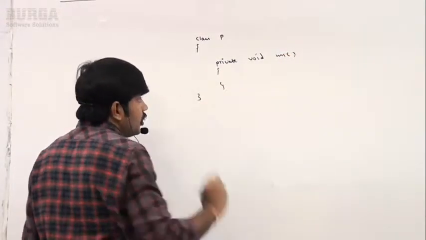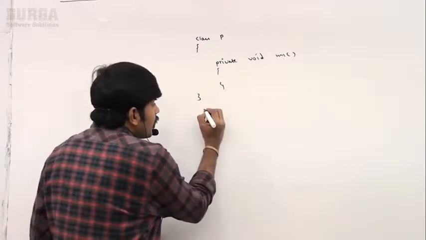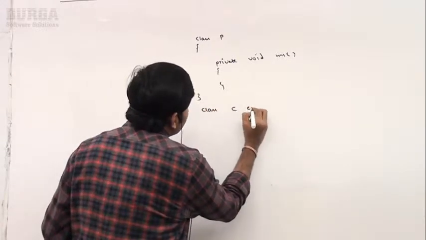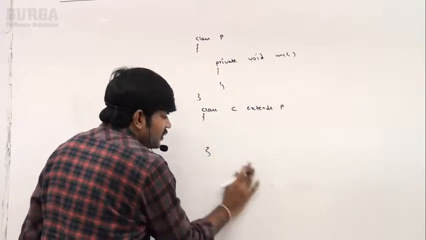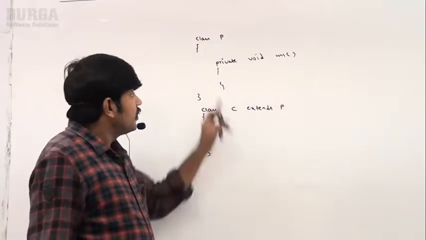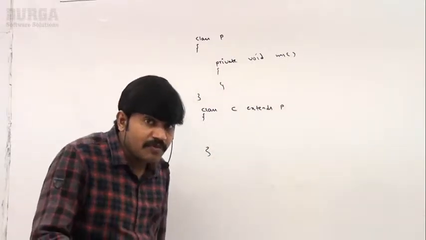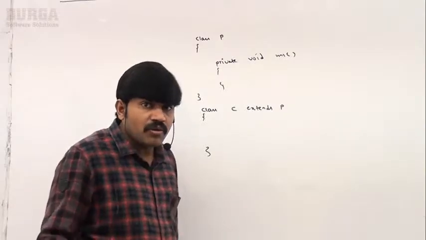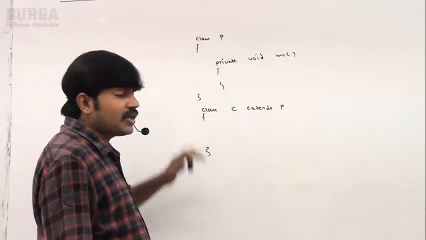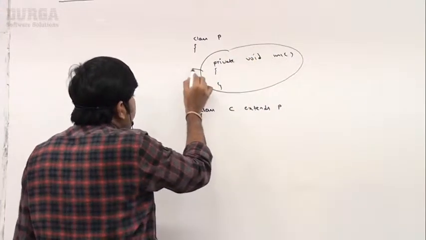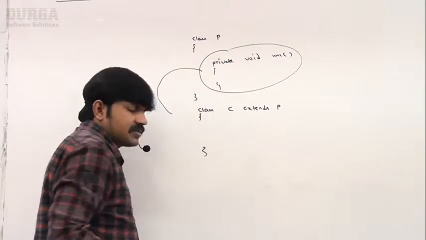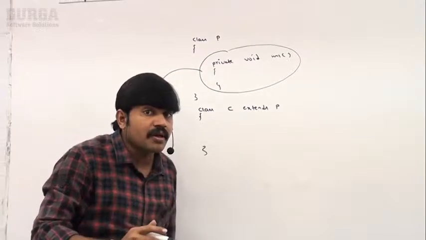Sir, it is a private method. Can you please confirm, is the private method visible to the child classes? No, not visible, because private means within the class only. Once this private method is not visible to the child classes, then where is the question of overriding?